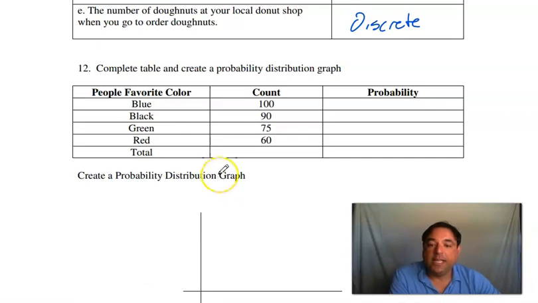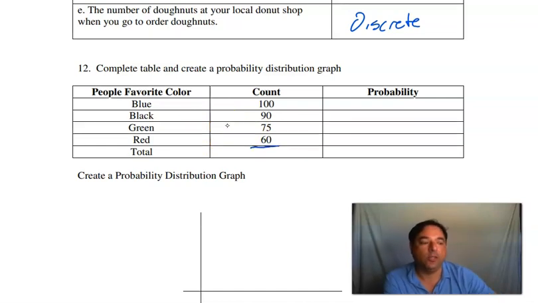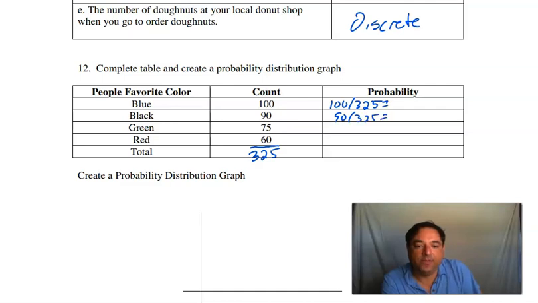For 12, we're going to look at creating a probability distribution graph. So I got people's favorite color. 100 people said blue, 90 people said black, 75 said green, 60 said red. Step 1 is to add all those up, and if you add all of those up, you will get 325. Then, to find the probability, you're going to take 100 people out of 325, 90 people out of 325, 75 people out of 325, and 60 people out of 325.